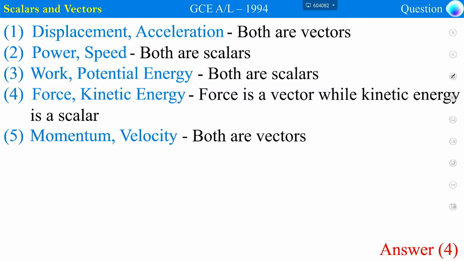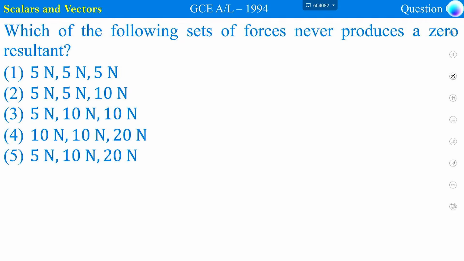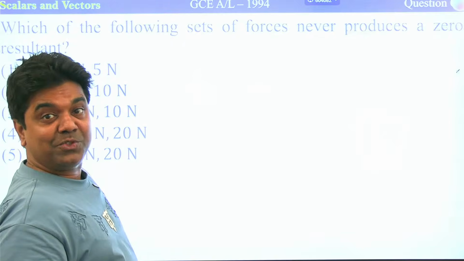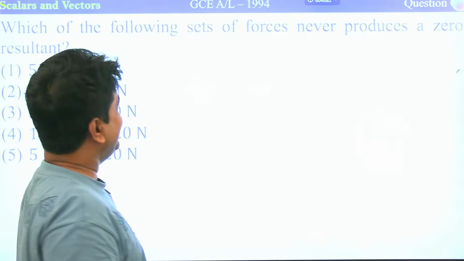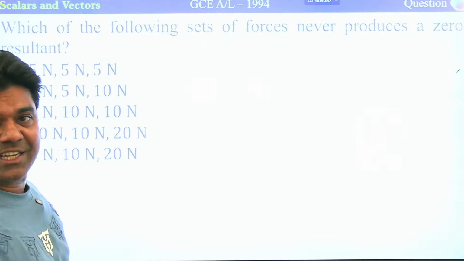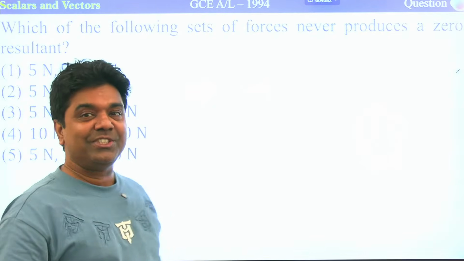This is 1994. Which one of the following sets of forces never produces a zero resultant? This is an interesting question, right? An additional question from 1994. So which one of the following is not creating a zero resultant? Now we can add these using the method like 3.